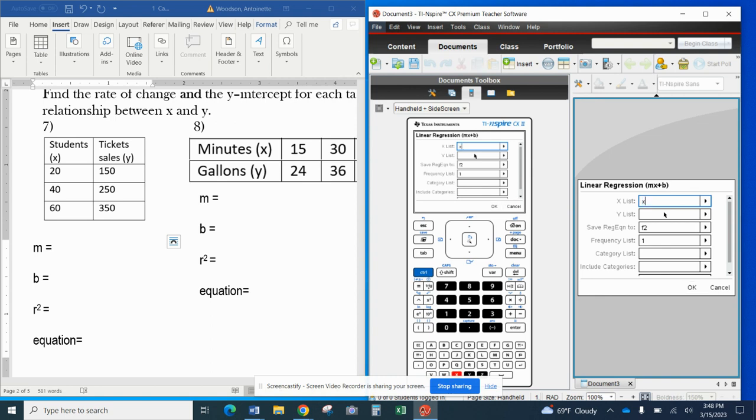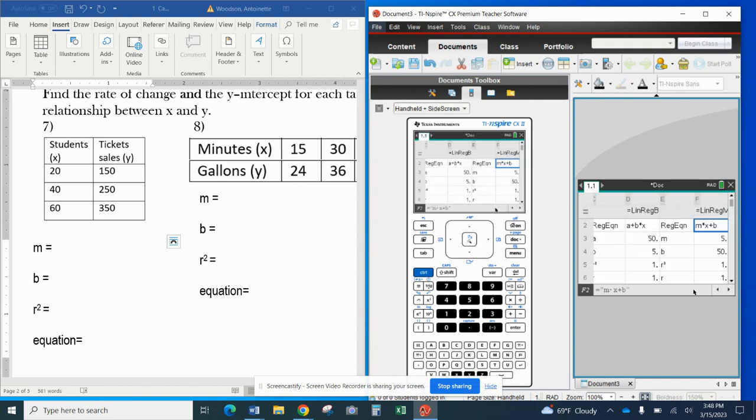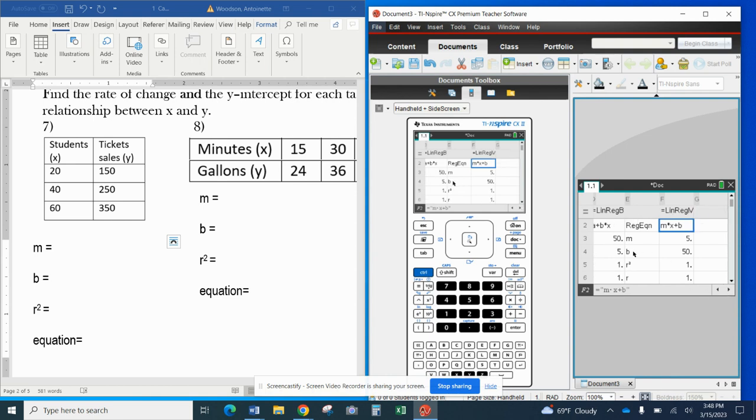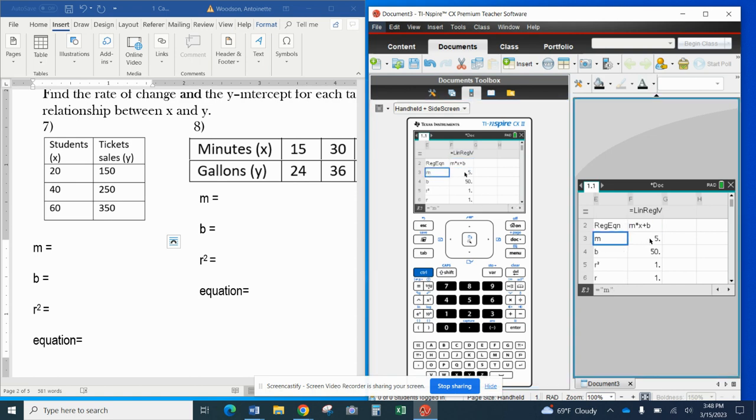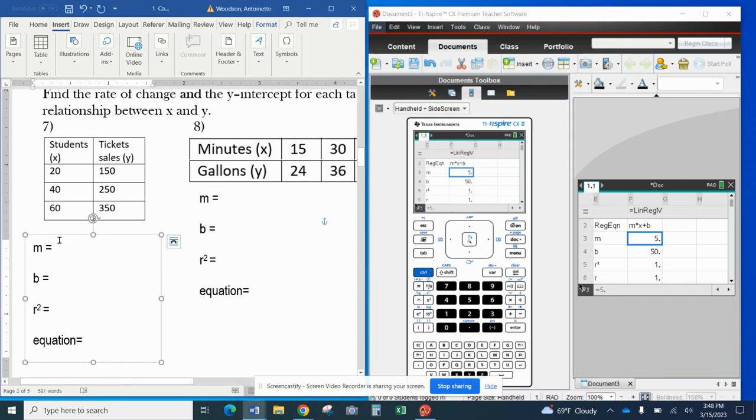I named my x column x, my y column y. Then I click OK. Now I have the right variables. Those are the variables I'm looking for. So I can hit my arrow to move over so that I'm only looking at the ones that I need. My M value is 5. That means my slope is 5. And if you want to write that as a fraction, you can do it as 5 over 1.